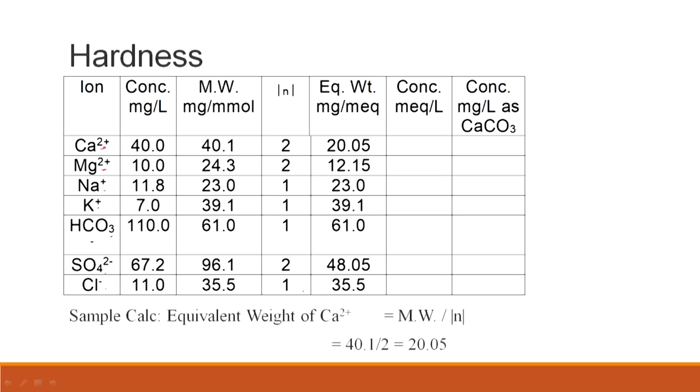Again, what do we say, equivalents here, and then equivalent weight, right, molecular weight divided by the equivalents. So this is with respect to calcium. 40.1 is the molecular weight, and then the equivalent weight comes out to be 40.1 by n, which is 2. So, 20.05. Similarly you will calculate the relevant equivalent concentrations of all the cations and anions.